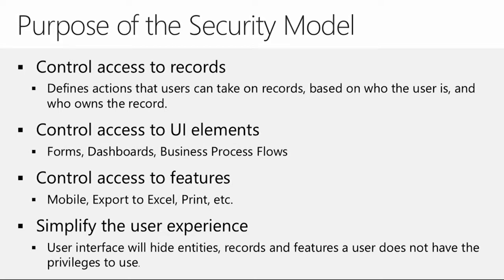So the other thing that's nice with these security roles is I can control what users can do. Do they have access to use the mobile application? Can they print this information? So I can look at specific features of the application and limit what they can do from within there. And the other thing that's nice with the entire concept of the security model is it really does simplify what users are going to see from within the application. Because if I don't have access to contacts or I don't have access to cases inside the application, I'm just not even going to see them.